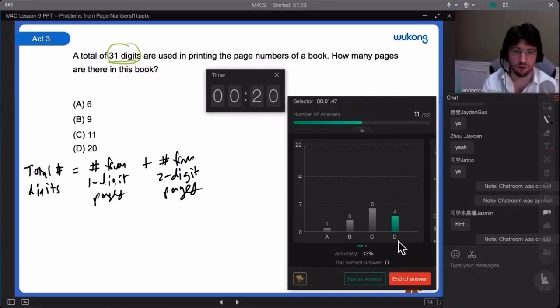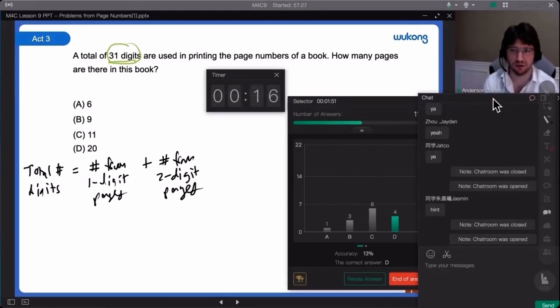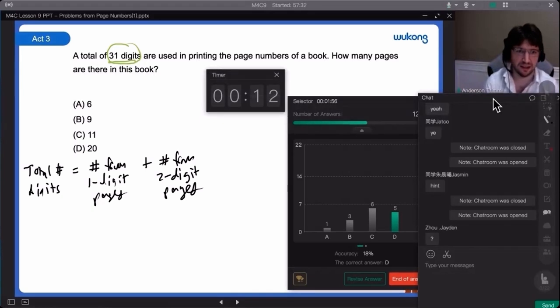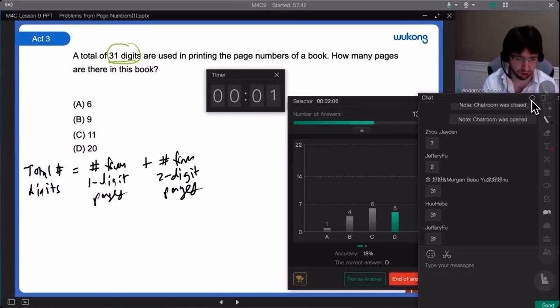So from the problem, it tells us the total number of digits. So what is the total number of digits? Anyone can answer in the chat. So for those of you asking questions, what is the total number of digits in this book? That's actually given in the problem. You can look up there. All right, 31, very good. So there are 31 total digits in the book.